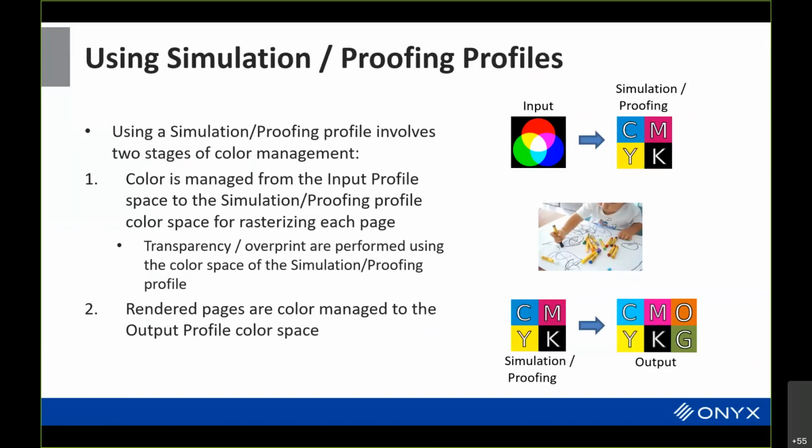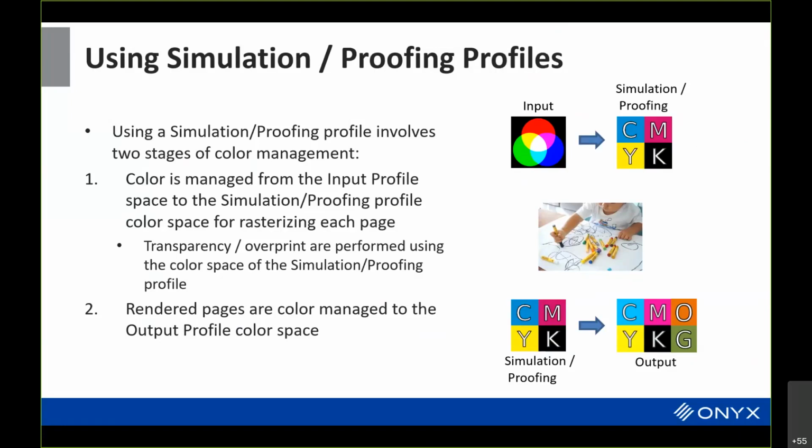Then we take those rendered pages and color manage from the CMYK simulation proofing profile, and then go to the output space associated with the print mode. Now, the simulation proofing space and the output don't have to be the same space. The intermediate could be an RGB space. The intermediate could be a CMYK space. The output could be any space that you could actually go to in terms of the printer. But really, the key here is we're actually doing these two stages.